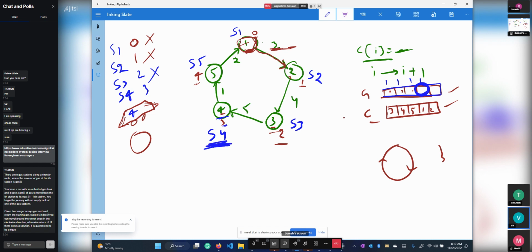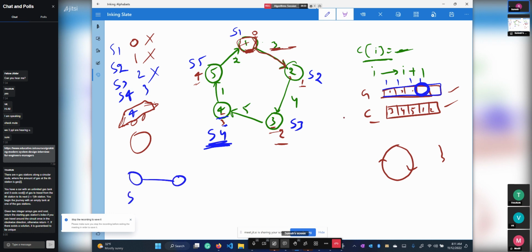Are you guys following? We started at station 4, which is at index 3, which has 4 gallons. You put the 4 gallons in, and you consume 1 gallon or 1 liter of petrol. You will reach station 5. Correct.